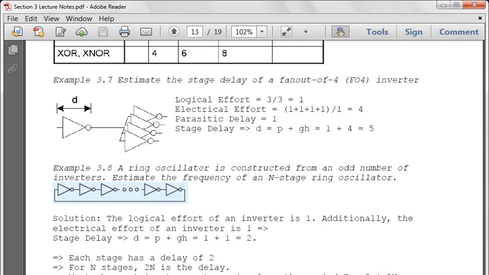Does that make sense? Well, then I'm going to go past 3.7 now.